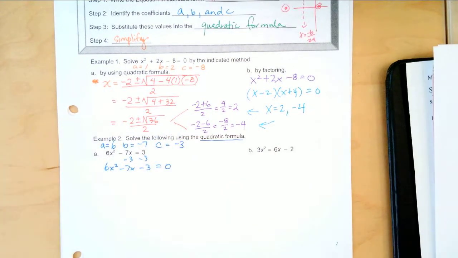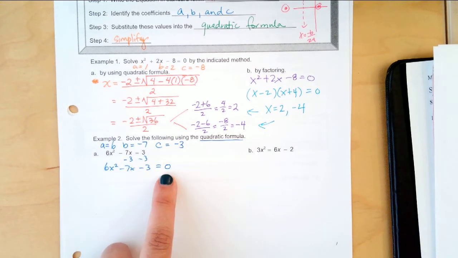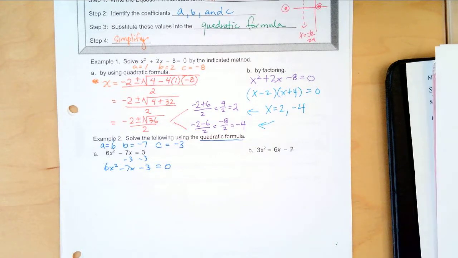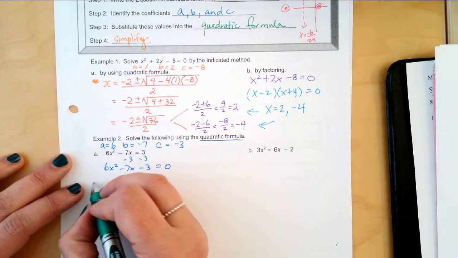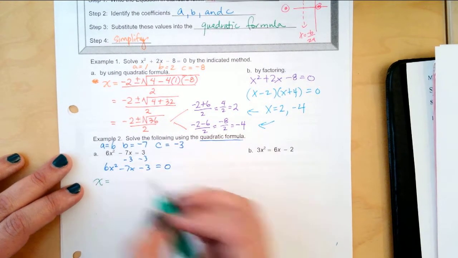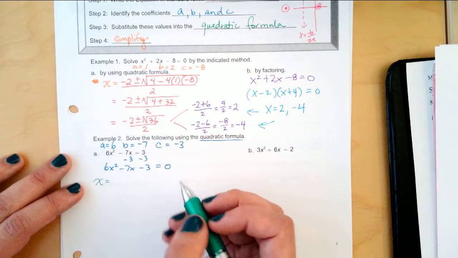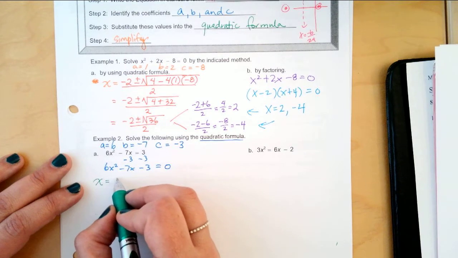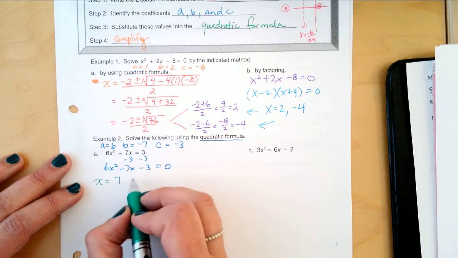-3. Now, do you think that makes a difference? A lot of people will forget to put it in standard form and they'll use a +3. Would that give me the same answer as if I used a -3? Absolutely not. Okay, now let's use the formula. X equals -b. Okay, -b is what? 7, because it's the opposite of -7.